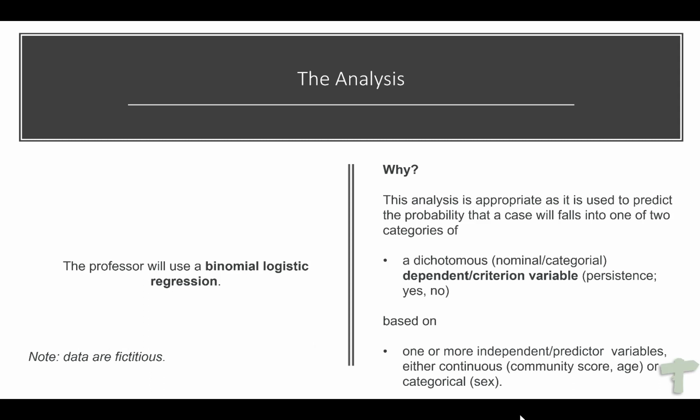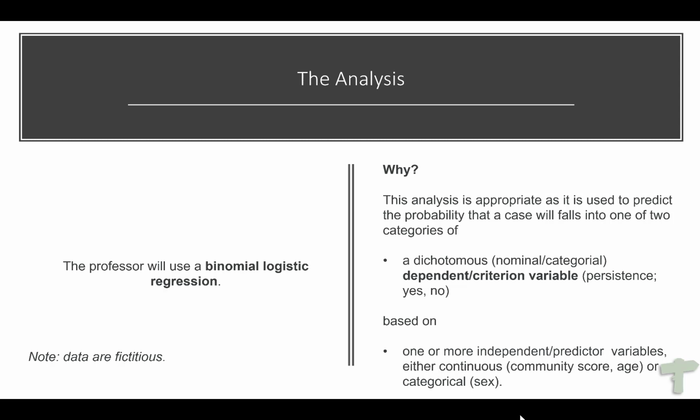She chooses to use a binomial logistic regression. Now, why is this? Because this analysis is appropriate when you want to know the probability that a learner or a case falls into one of two categories in a dichotomous variable or a nominal or categorical variable that has two categories. So in our case here, we're looking at persistence. Yes, they did persist in the program and graduate, or no, they didn't persist in the program or they didn't graduate.